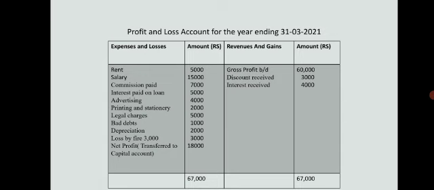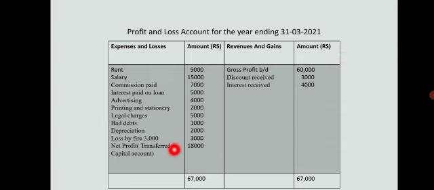In the offline class, I have already shown many times how to close a ledger account. The same process continues here also. Total both the sides, whichever side total is more, write that total on both the sides. So now the total of the credit side is more, it is 67000. Write that total on the debit side also. So debit side 67000, credit side 67000.